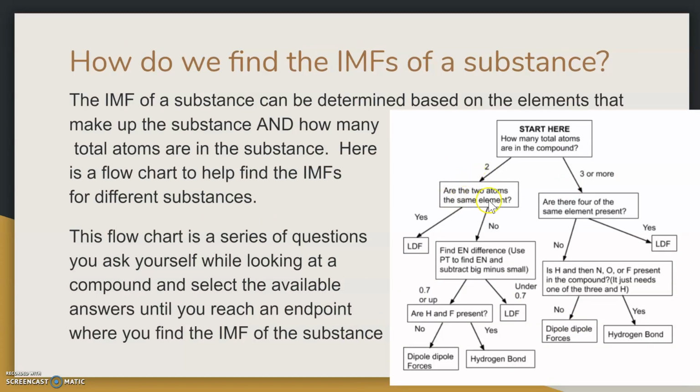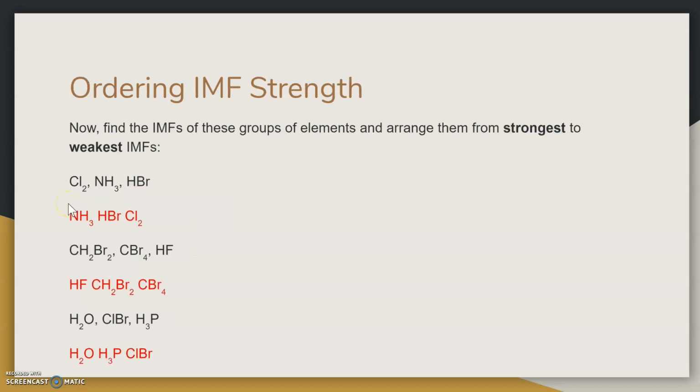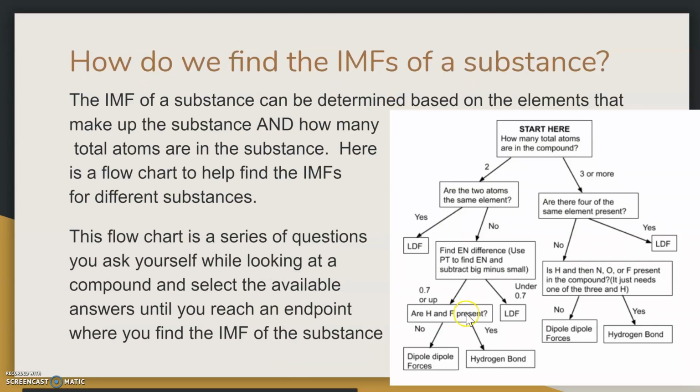HBr has 2 atoms. Are they the same? No. Find the EN difference. For this part, what you need to do is go to the electronegativity periodic table that I have in week 1 and find the difference. And it doesn't matter if you have a negative amount. That negative turns into a positive, right? Br is close to F, so it's going to be like 3 point something. H is going to be 2, so it's going to be between Cl and NH3. Are H and F present? No, so it's dipole-dipole.